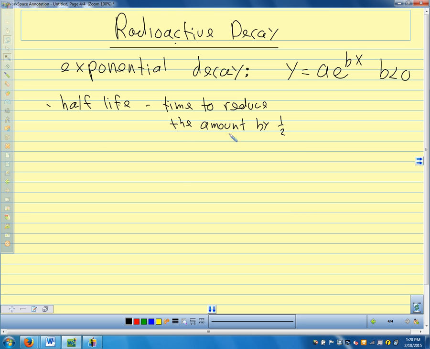All right, so I'll give you a half-life: the time to reduce the amount by a half. That's the time that it takes. If we had started with 5 pounds, we would end up with 2.5 pounds. That would be the time that it took for that to happen.